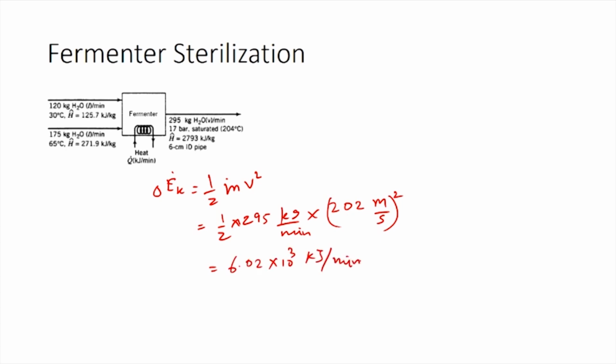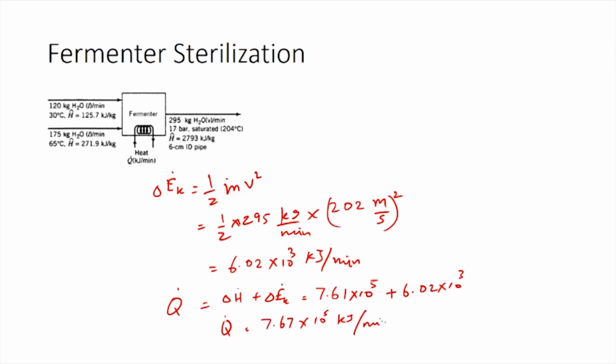So, substituting this back into the equation for heat, we get Q dot equals delta H dot plus delta E k dot, which is 7.61 times 10 power 5 plus 6.02 times 10 power 3, giving us Q dot equals 7.67 times 10 power 5 kilojoules per minute. So, this is the heat which needs to be supplied to the system.